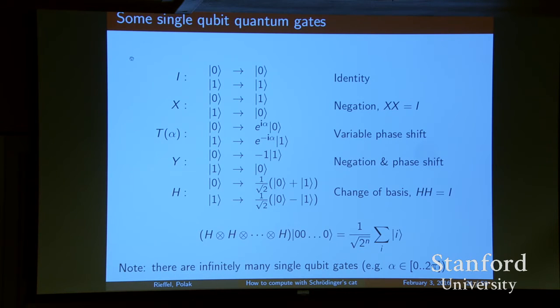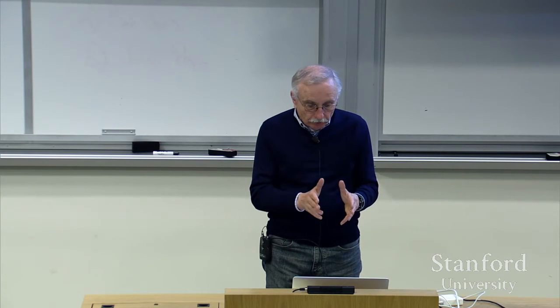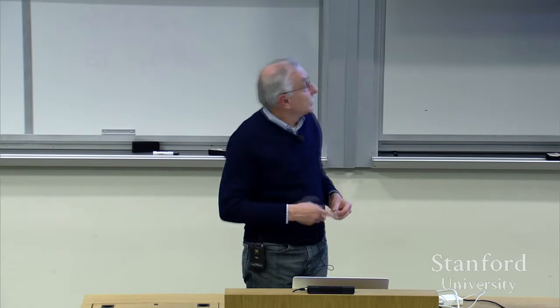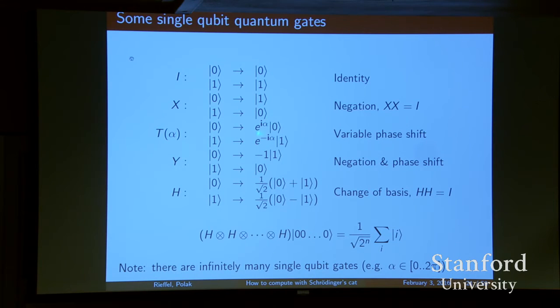So here are a couple of quantum gates. Identity, well, that's easy enough. And the negation, that's also pretty straightforward. We can do this on a classical computer. Then it gets interesting. I wrote this T transformation. It has a parameter alpha to it. And what it does is it performs a phase shift of the quantum state. So this is a unit factor, and it just changes the phase of the 0 and the phase of the 1 in a different direction.